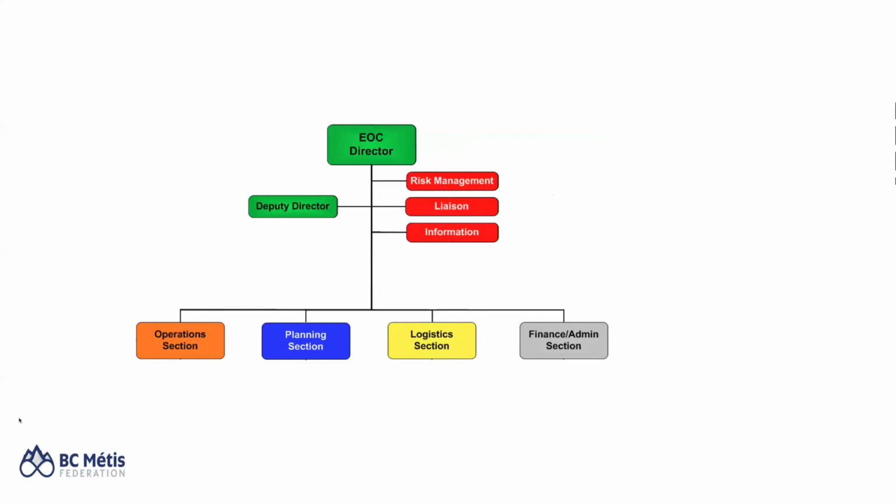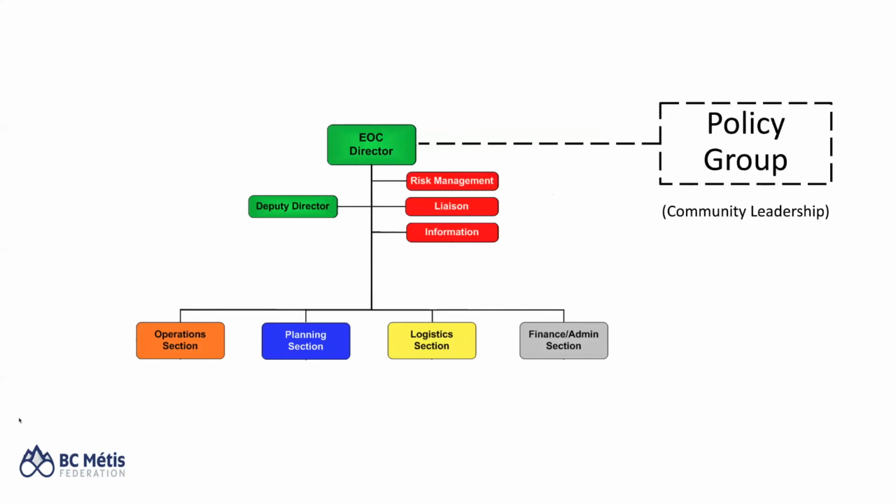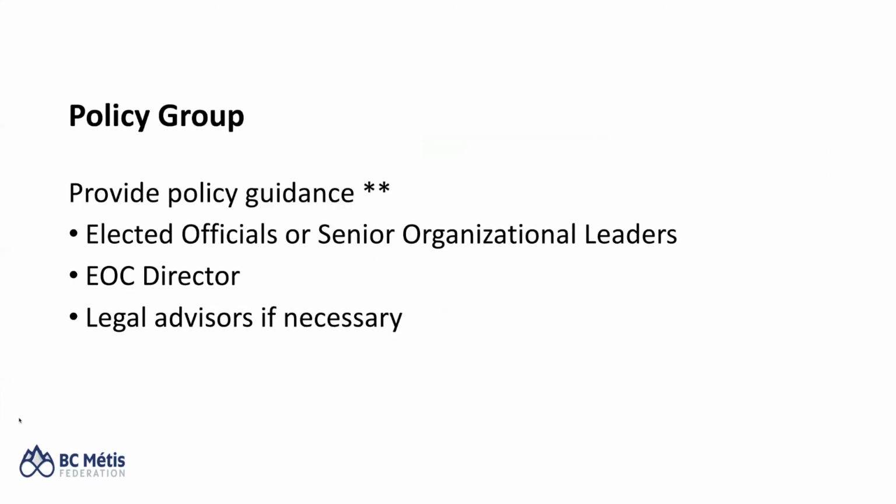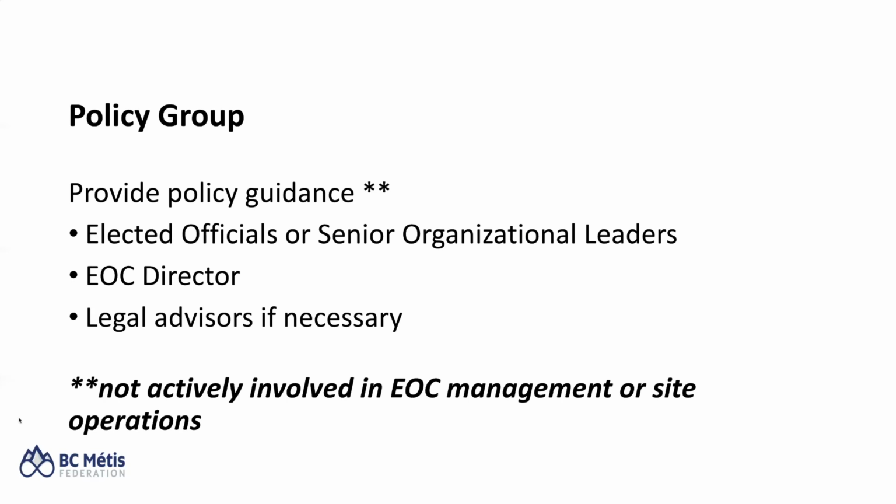But there's also something called the policy group. Typically, this is community leadership at the local government or First Nations community level. The policy group provides guidance only. It can be made up of elected officials or senior organizational leaders, depending on the structure and the organization. It'll involve the EOC director, and there may be legal advisors if necessary. It's important to note that the policy group is not actively involved in EOC management or site level operations.